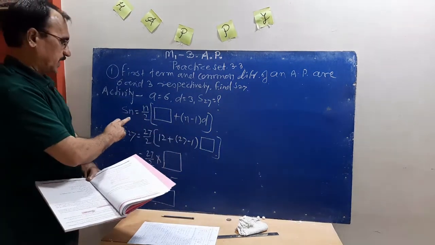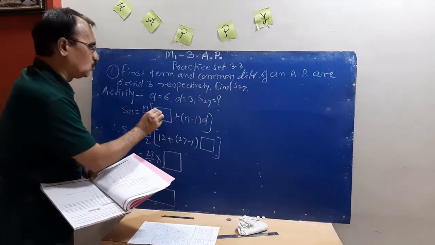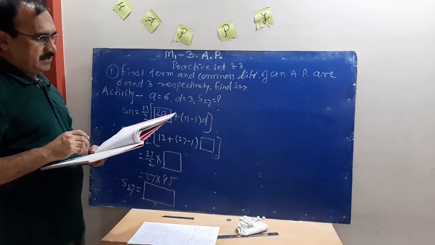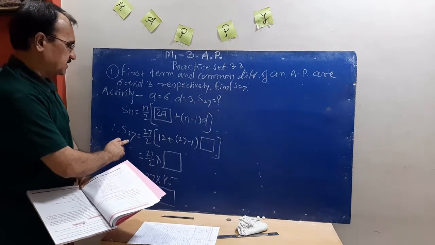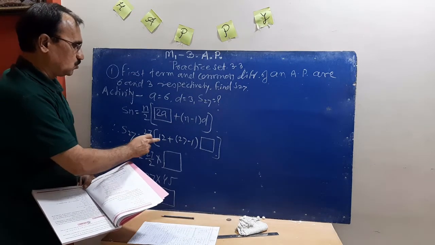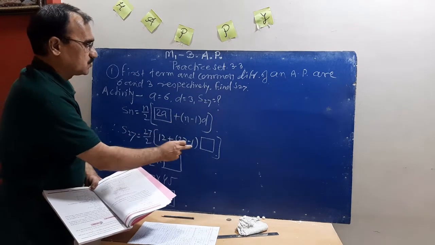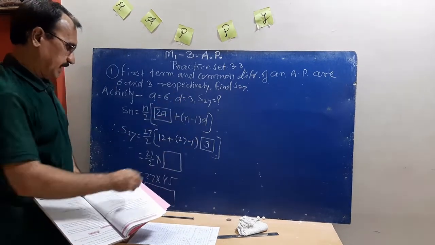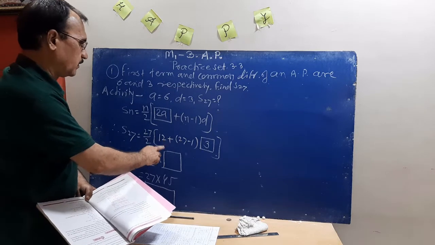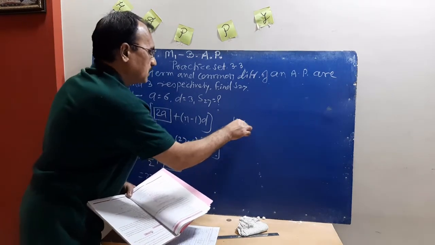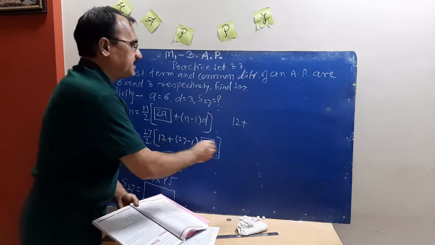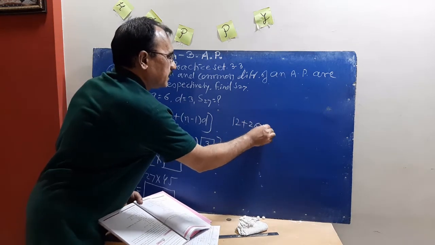Here, you know the formula: Sn is equal to n by 2 in bracket 2a plus (n minus 1) into d. Then S27 is equal to 27 upon 2, 12 plus (27 minus 1) d. d is 3. Then we have to solve this: 12 plus 27 minus 1, that is 26, into 3.